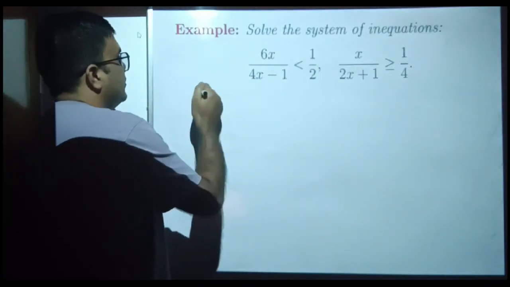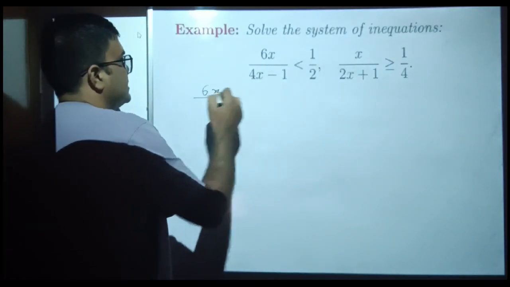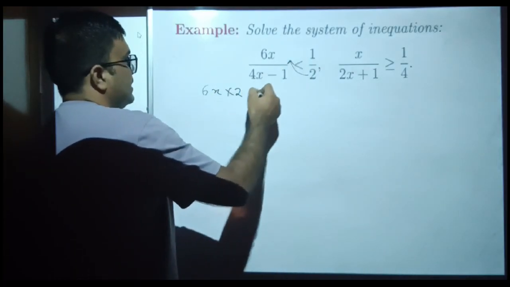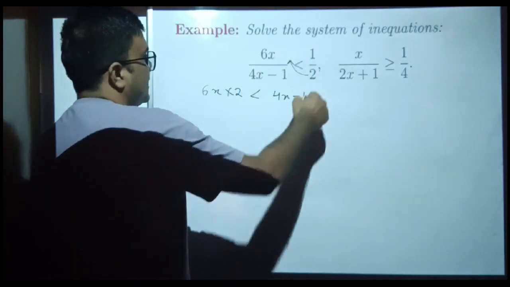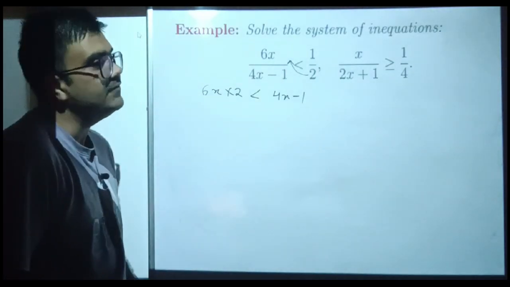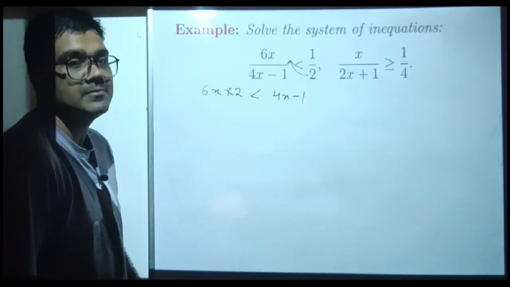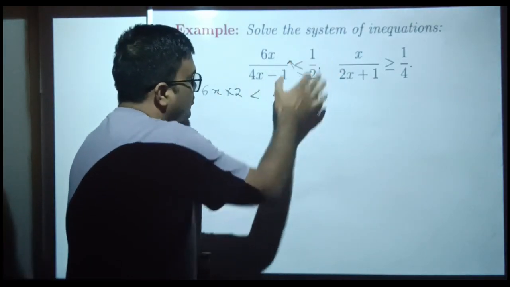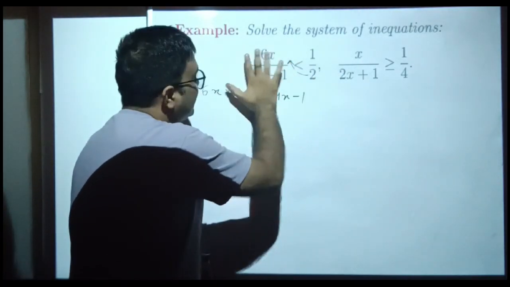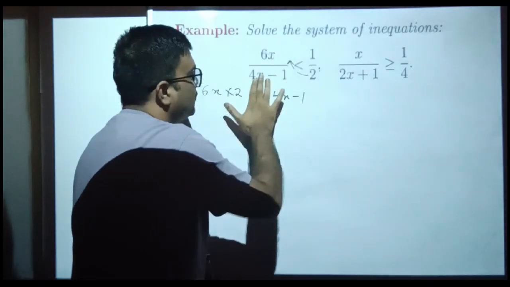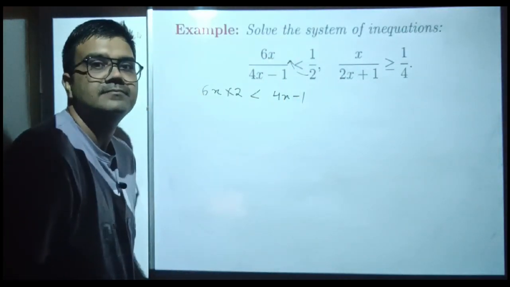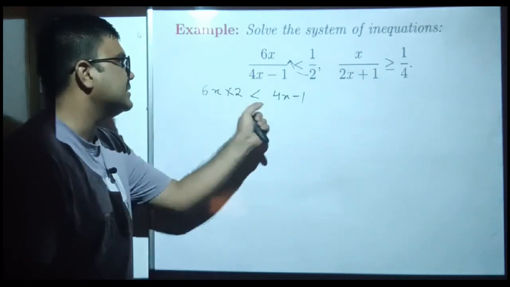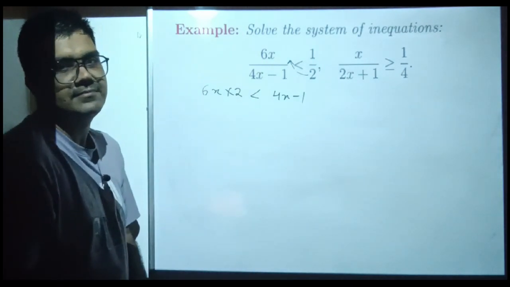Suppose you start doing it like this: 6x, you multiply it over here, is less than 4x minus 1. If you start solving it like this, then what is the problem? If you have shifted this term, 4x minus 1, it means you have multiplied both sides of this equation with 4x minus 1. You have not changed the sign, which means you are assuming that 4x minus 1 is greater than 0.